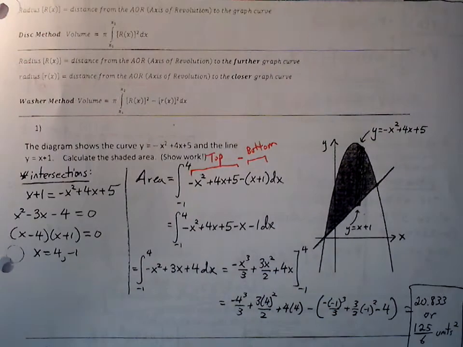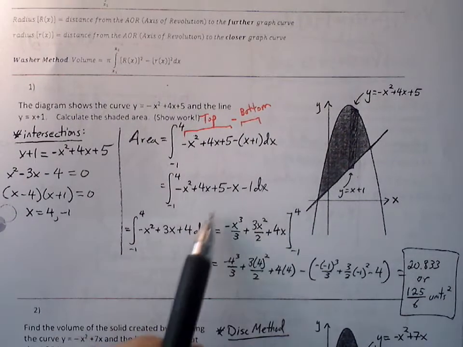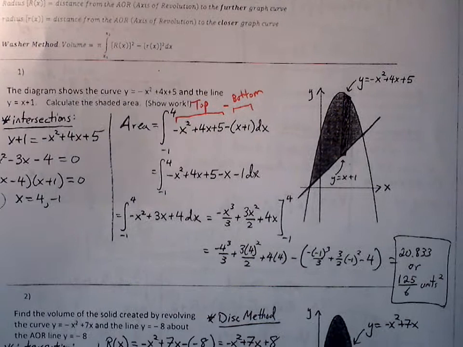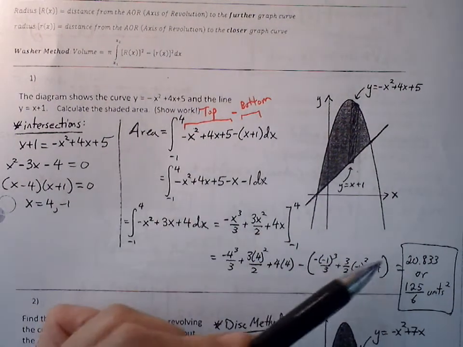Distribute the negative through, combine like terms, and now we can get it ready for power rule. Evaluate using our upper and lower bounds, and we get 20.833. No pi involved, no rotation here, so just 20.833 square units.